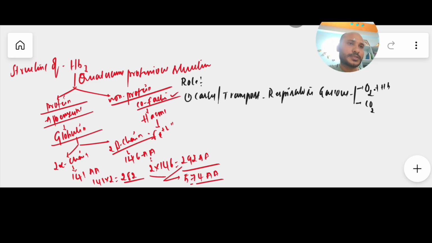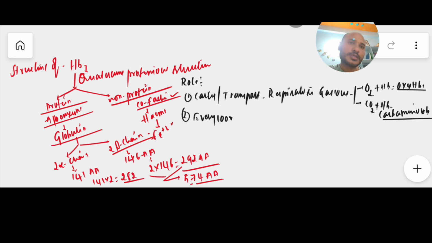So if oxygen binds with hemoglobin, it forms oxyhemoglobin. In this oxyhemoglobin form only, hemoglobin transports the oxygen to the tissue. And carbon dioxide binds with hemoglobin and forms carbaminohemoglobin. In this form only, hemoglobin transports carbon dioxide from the tissue to the lungs.